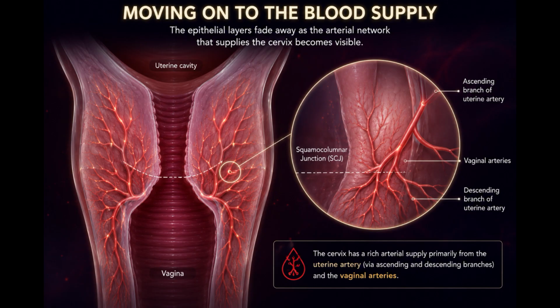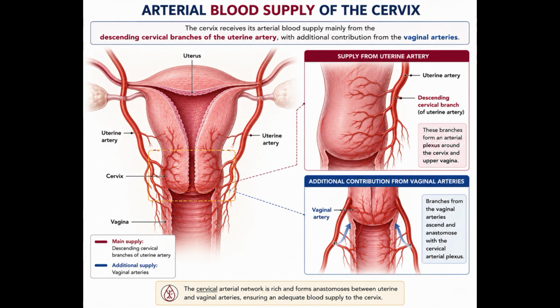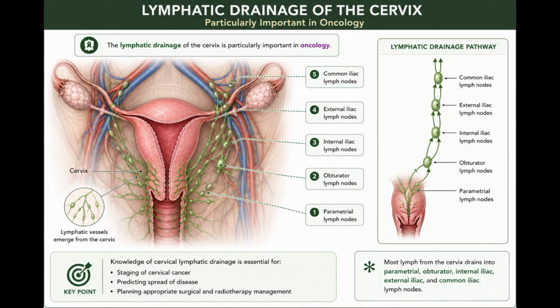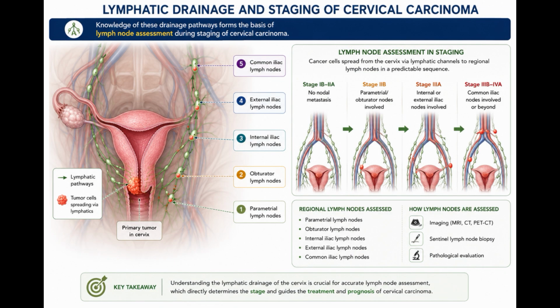Moving on to the blood supply, the cervix receives its arterial blood supply mainly from the descending cervical branches of the uterine artery, with additional contribution from the vaginal arteries. Venous drainage accompanies the arteries and ultimately drains into the internal iliac venous system. The lymphatic drainage of the cervix is particularly important in oncology. Most lymph drains into the parametrial, obturator, internal iliac, external iliac, and common iliac lymph nodes. Knowledge of these drainage pathways forms the basis of lymph node assessment during staging of cervical carcinoma.